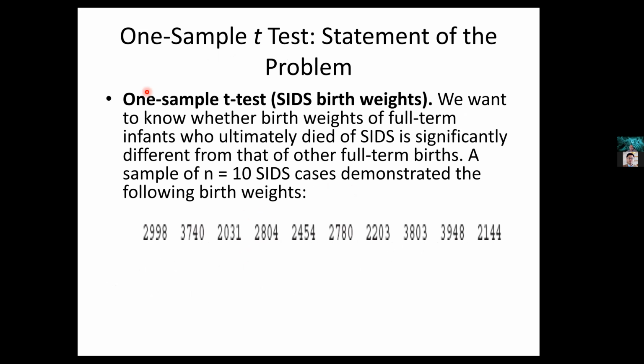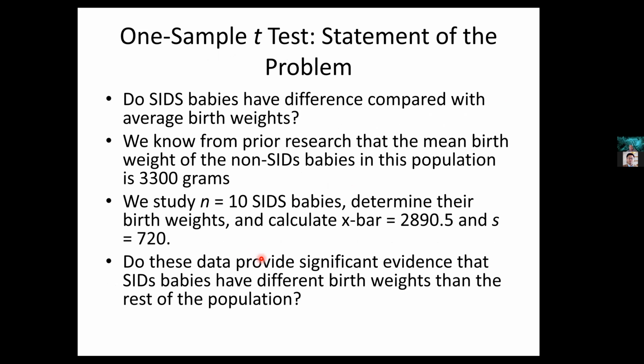Just an example. You want to know the birth rates of babies that have sudden infant death syndrome, in the case demonstrated with the following birth rates. First, you have to ask yourself some questions. You're given the data, what do you want to do with it? You're going to analyze it, but why are you analyzing it? You need to ask these questions. Is there a difference in the average birth rates of the babies that have SIDS? Any prior research done?